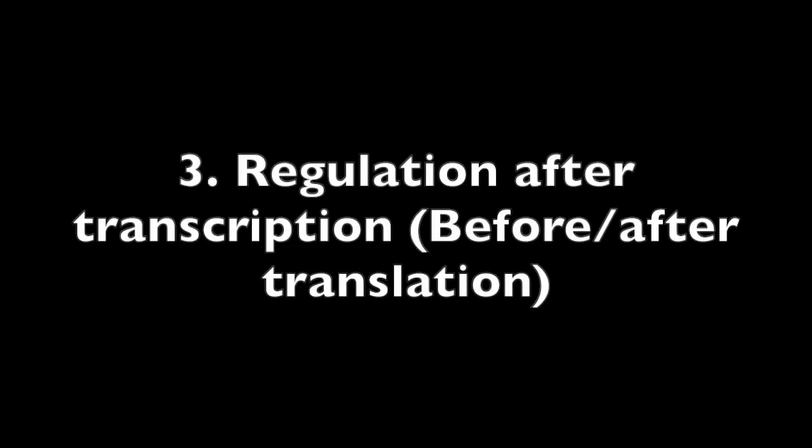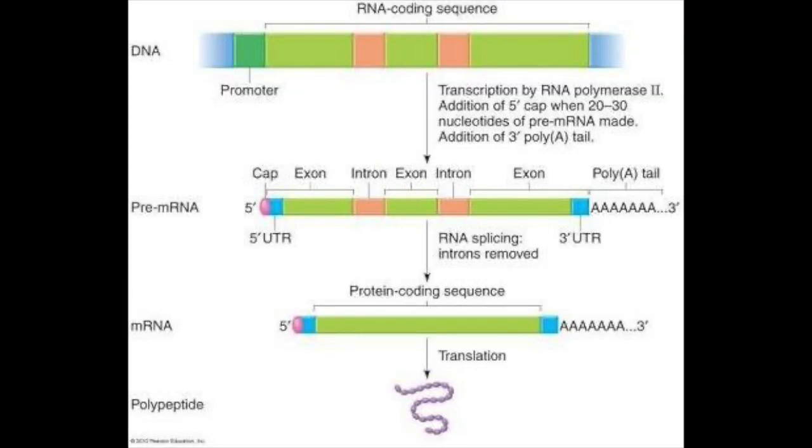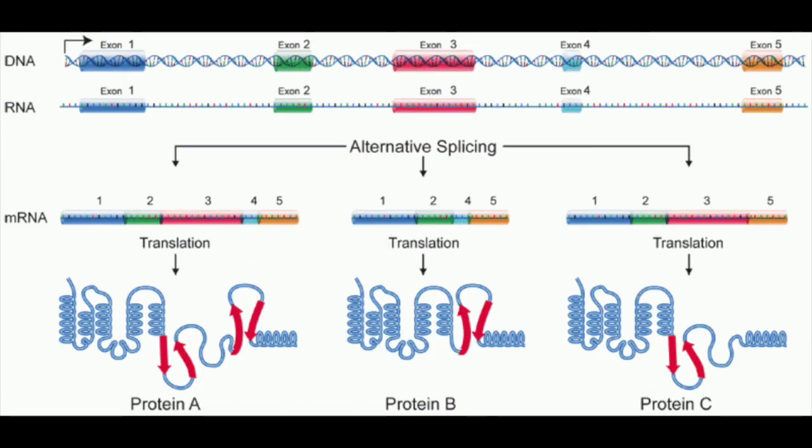Lastly, we have ways after transcription that eukaryotes can regulate protein use. We've already talked about post-transcriptional modification and transcription. This only happens in eukaryotes in the nucleus. Post-transcriptional modification is altering the mRNA molecule to splice out introns and leave exons. Some introns are exons for other proteins, which means we can make multiple proteins from the same sequence of DNA.